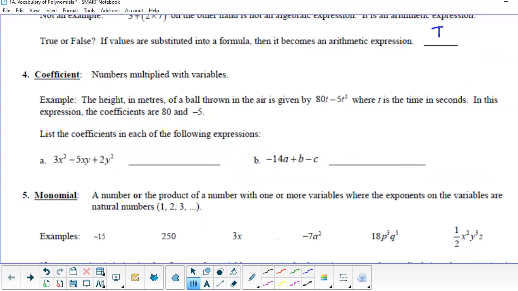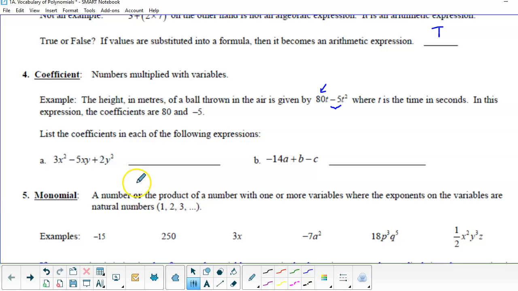Okay. Coefficient: numbers that are multiplied with variables. Usually they're shown in front of a variable, but it's understood to be multiplied. So for example, the height in meters of a ball thrown in the air is given by 80t minus 5t squared, where t is the time in seconds. In this expression, the coefficients are 80, so that's the number that's multiplied by t, and negative 5. So remember, you have to take the sign in front of the term. So to the left of t squared is negative 5.